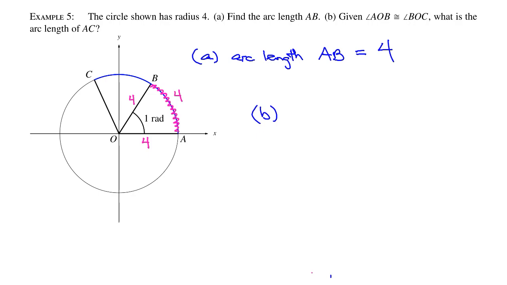Given that AOB is congruent to BOC right here, what is the arc length AC? So what is the arc length going from A all the way over to C? Well, first let's recognize that angle BOC is also 1 radian because it's congruent to the other angle, and therefore the arc BC must be 4 as well because it's equal to the radius. So the total must be 4 plus 4 is 8.